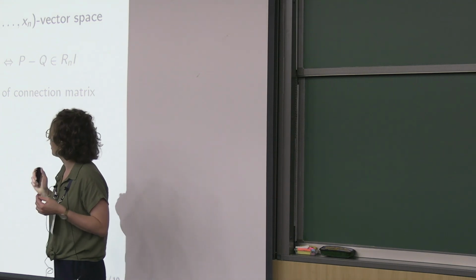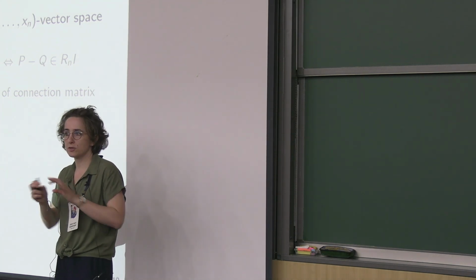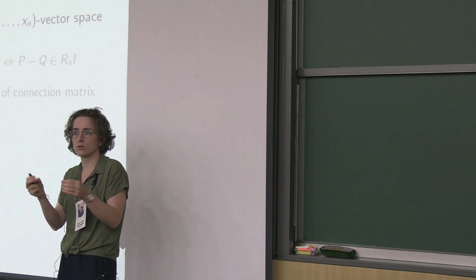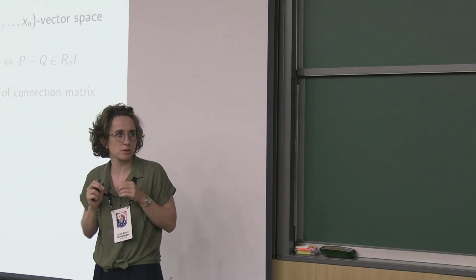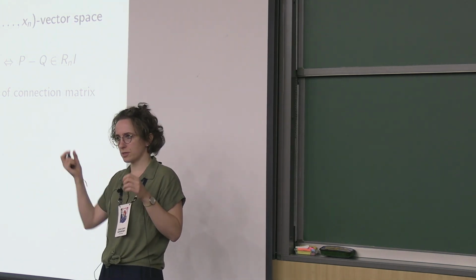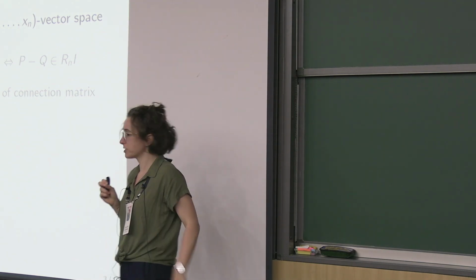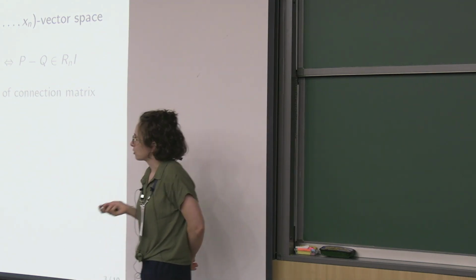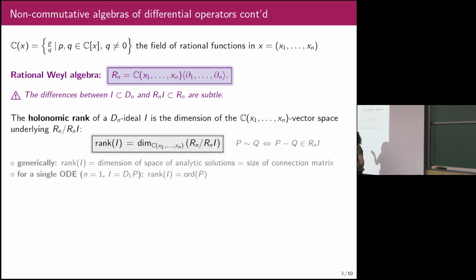Generically, the rank of I gives you the dimension of the space of analytic solutions in a small neighborhood around this point. And this will also be the size of the connection matrices. And for a single ODE, this simplifies a lot. So if we have n equal to 1 and a D ideal generated by a single differential operator, the holonomic rank is just the order of the differential equation. It's also the size of the companion matrix.